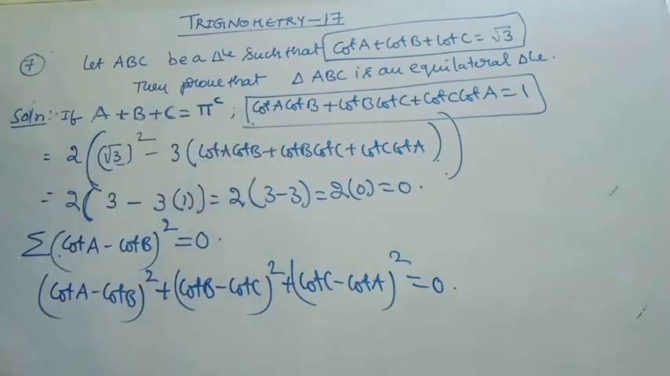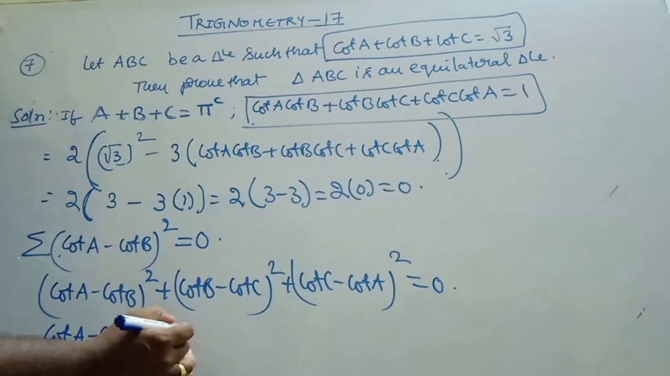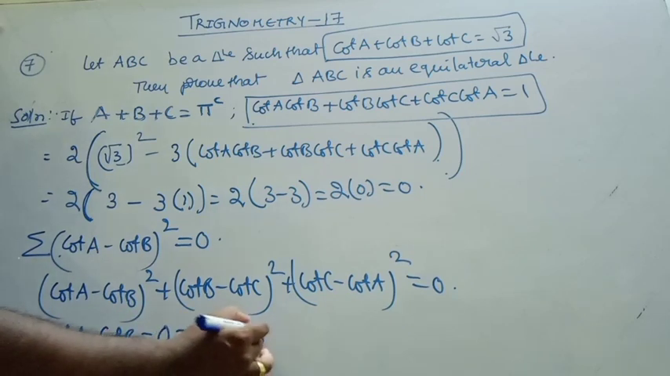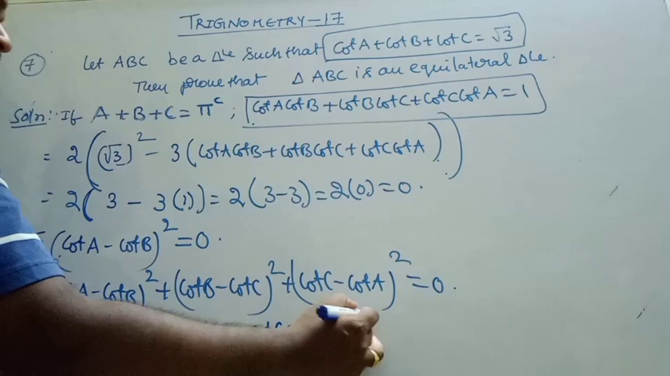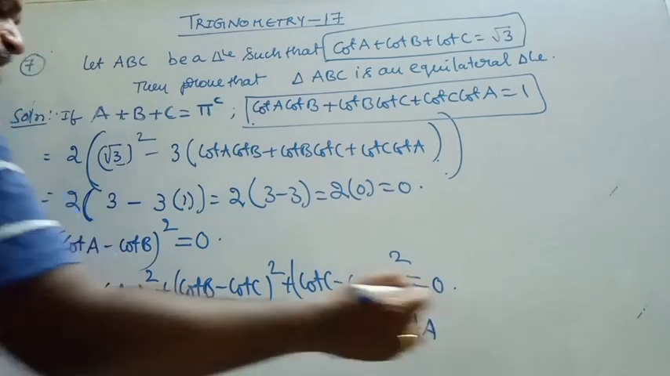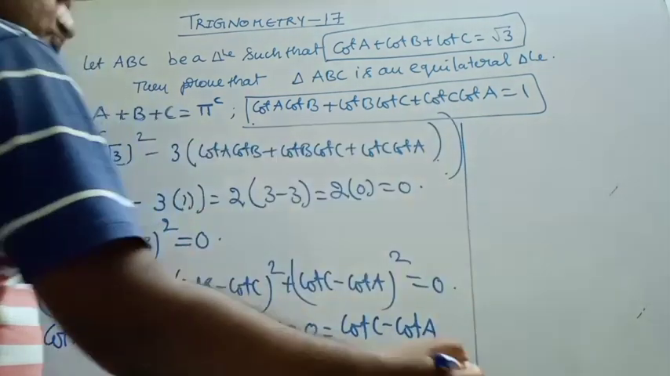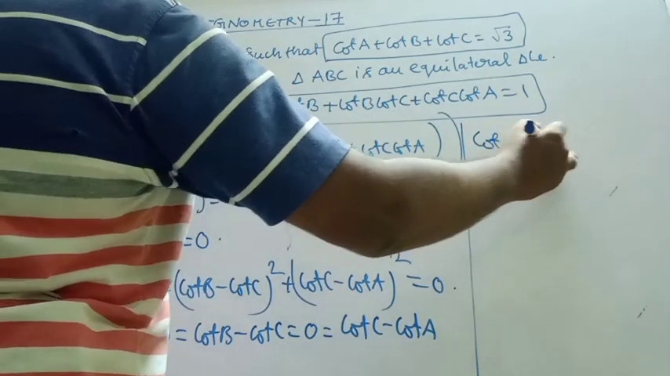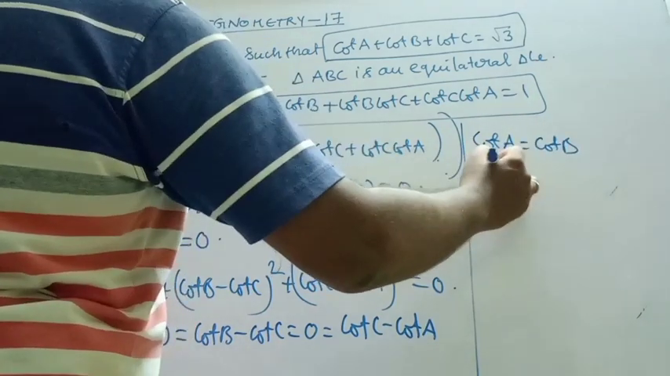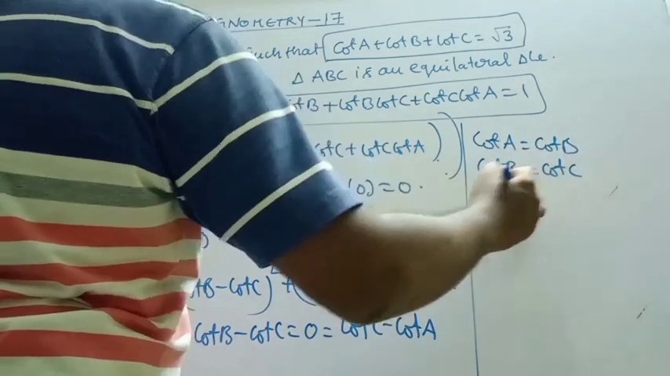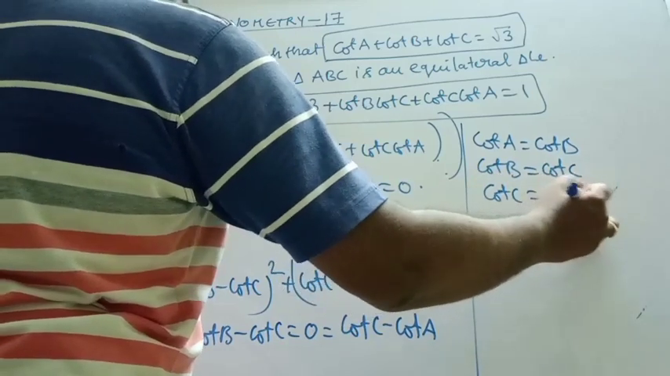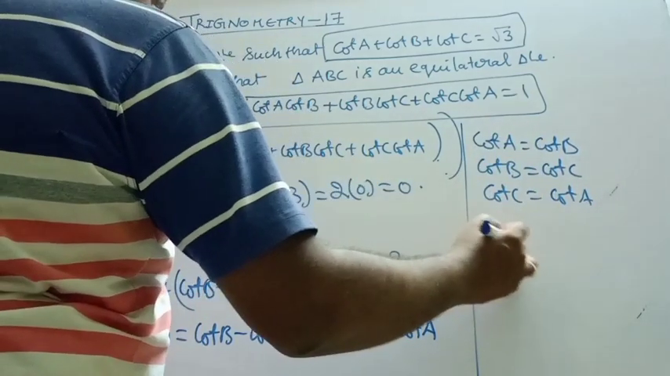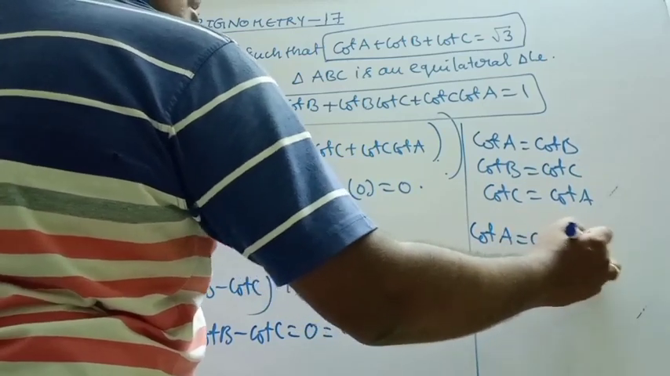All these perfect squares are equal to 0, which means each one of them is equal to 0. Cot A minus cot B equal to 0, cot B minus cot C equal to 0, and cot C minus cot A equal to 0. They are all equal to 0. That means cot A equal to cot B, cot B equal to cot C, and cot C equal to cot A. Clubbing all these, cot A equal to cot B equal to cot C, right?